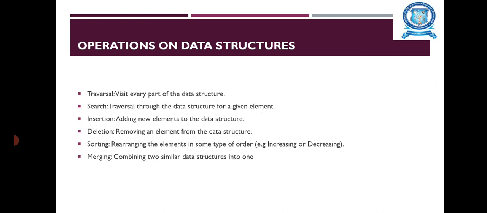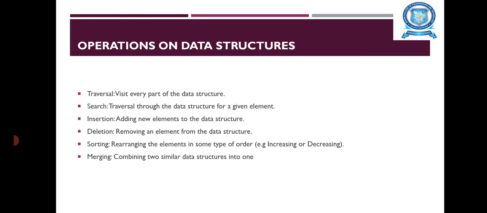Then next is the operations on data structures. These are some of the important operations involved in data structures. The first one is traversal. Traversal means visiting every part of the data structure. That means in a tree or graph, we perform this operation. Then next one is search. Search means traversing through the data structure for a given element.